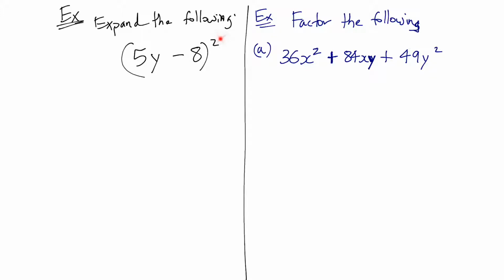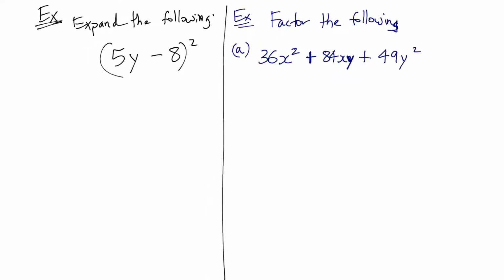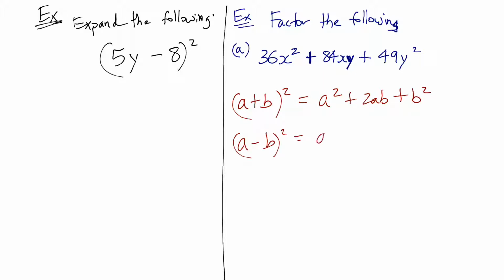Small correction, there should have been a square on the bracket, and that's because I didn't use the word square over there first. The formulas we just talked about: (a plus b) squared equals a squared plus 2ab plus b squared, or (a minus b) squared.